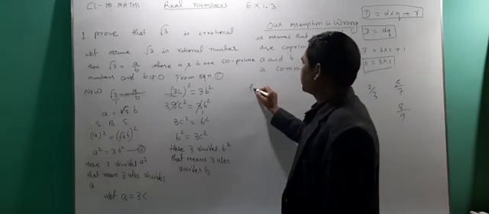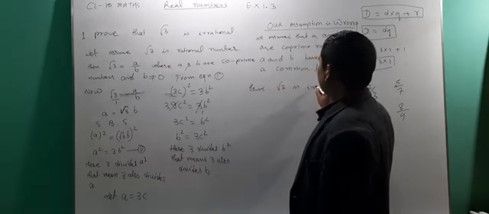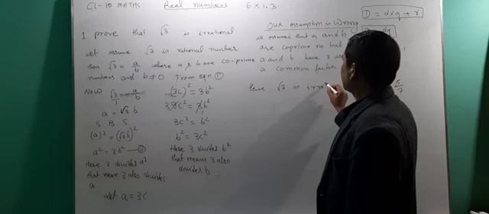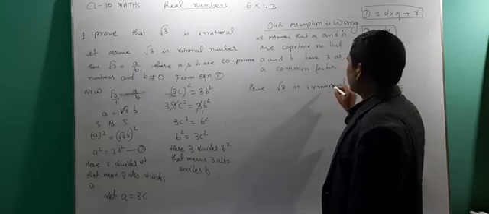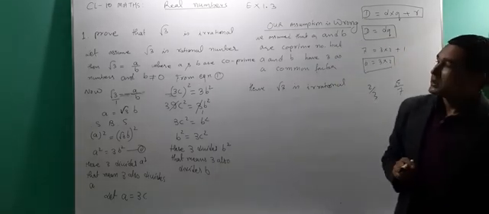Hence, root 3 is irrational number. This way you have to do all the type of irrational number. Okay.